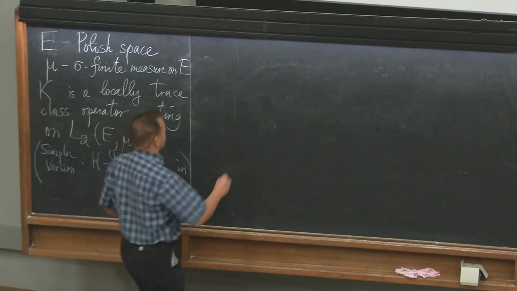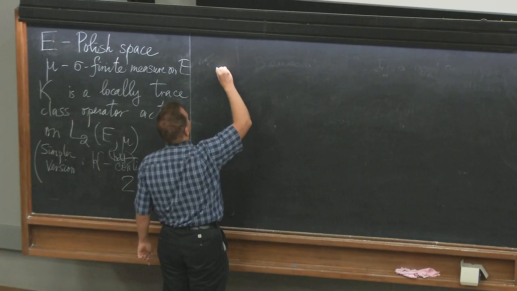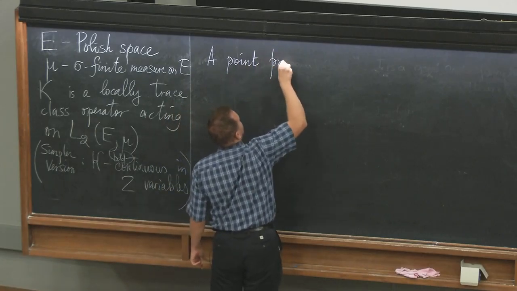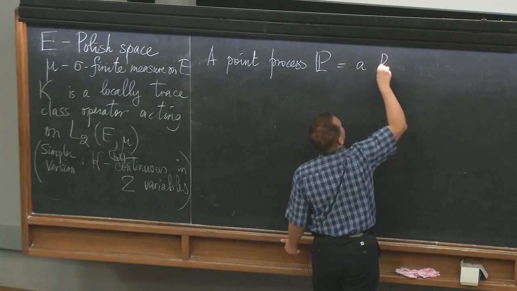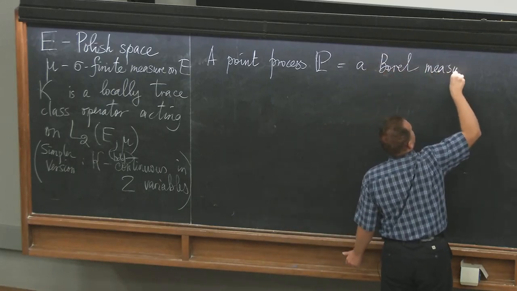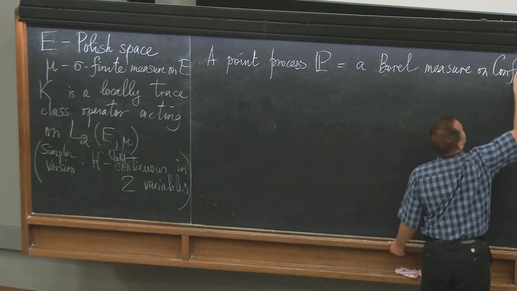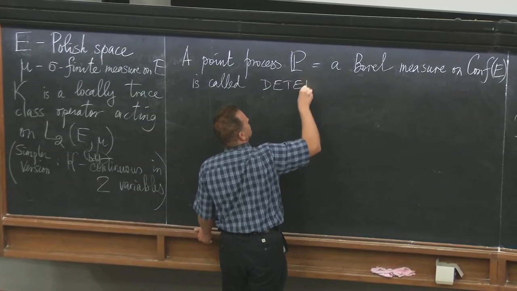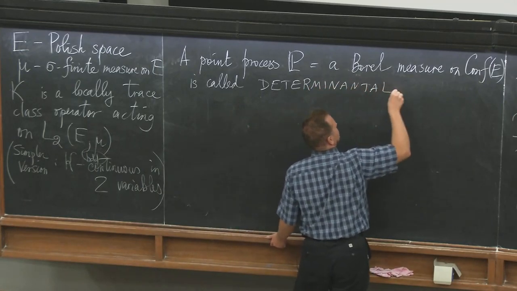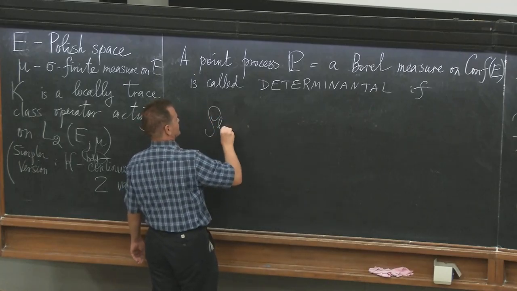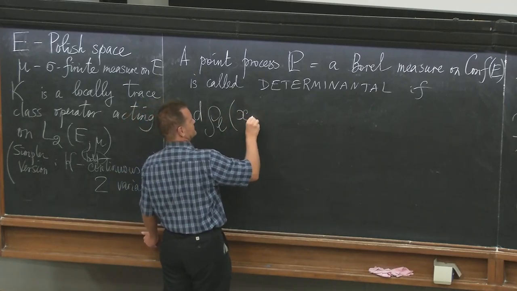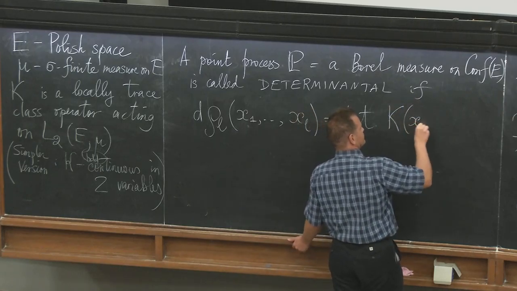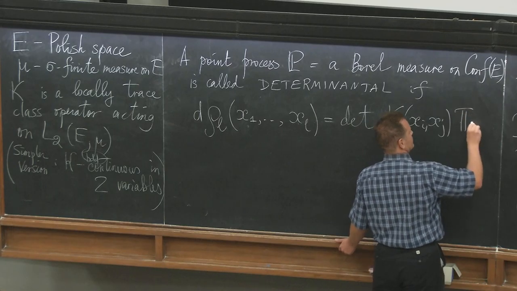Okay, and then, as I mentioned during the first class, a point process P, that is to say, a Borel measure on the space of configurations of E, is called determinantal if the Lth correlation function, so let's write the Lth correlation measure, is the determinant of K(xi, xj) product d mu of xi.